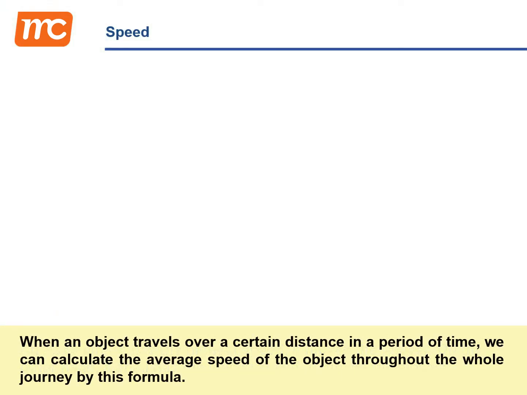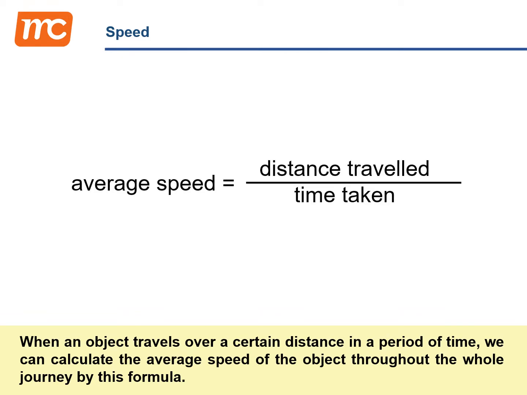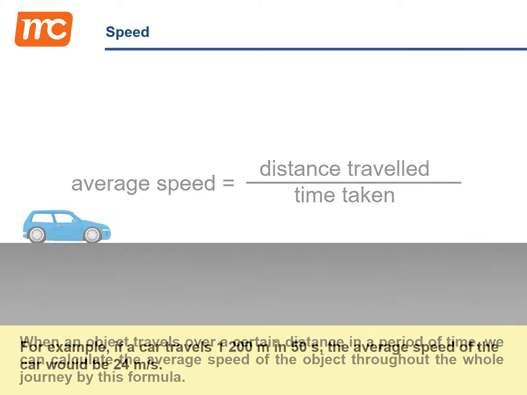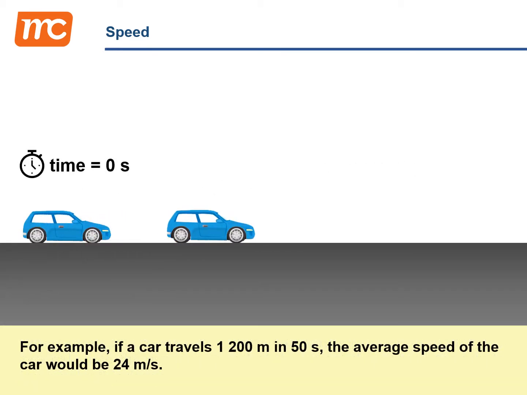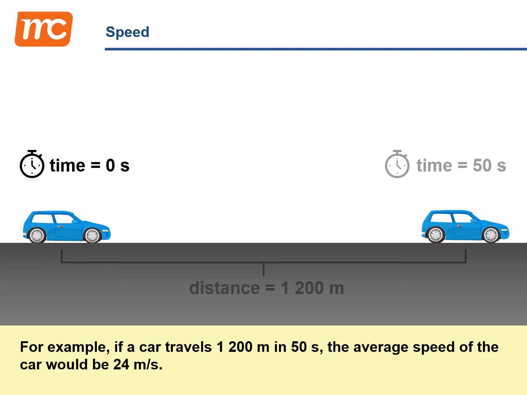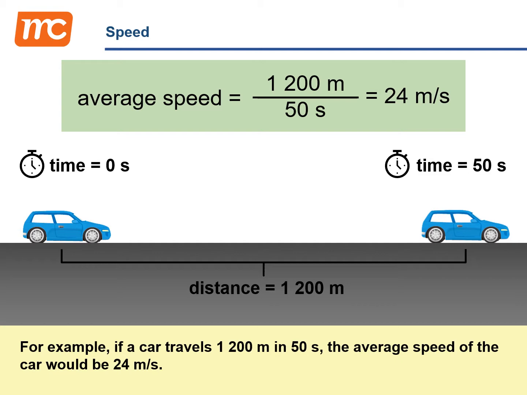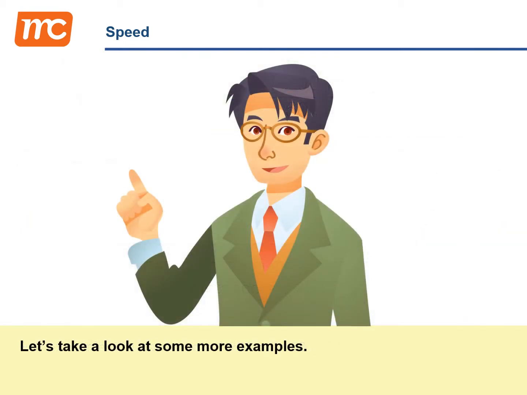When an object travels over a certain distance in a period of time, we can calculate the average speed of the object throughout the whole journey by this formula. For example, if a car travels 1,200 meters in 50 seconds, the average speed of the car would be 24 meters per second. Let's take a look at some more examples.